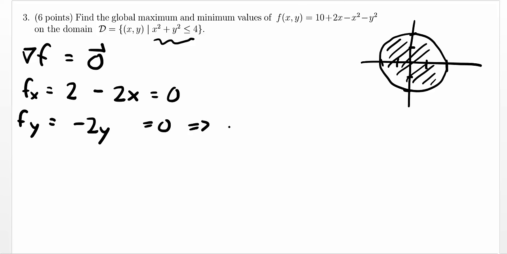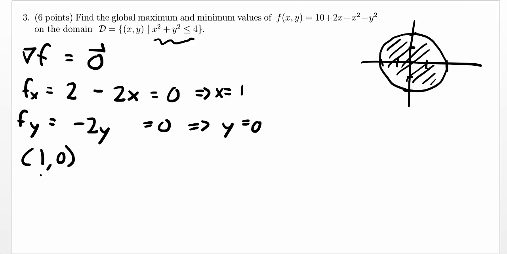Well, this one's really easy. This gives us y equals 0. And the first one gives us x equals 1. So our critical point on the interior is (1, 0). That's the only point on the interior that we have to consider.